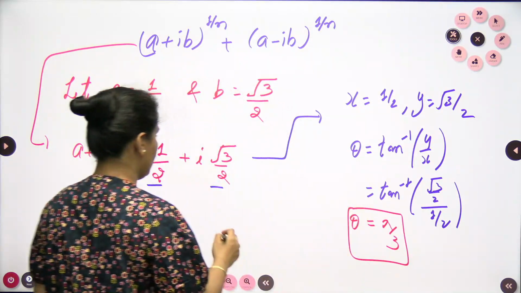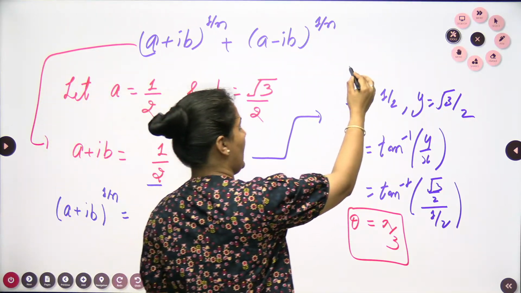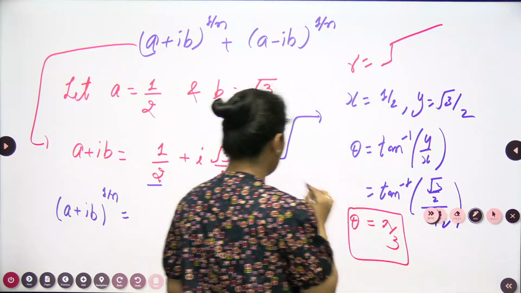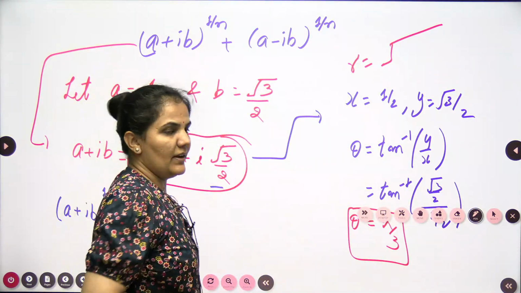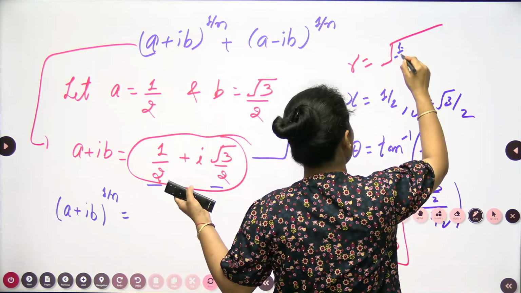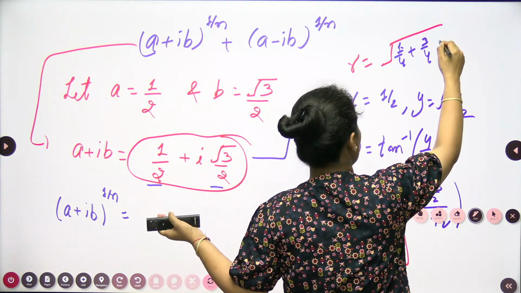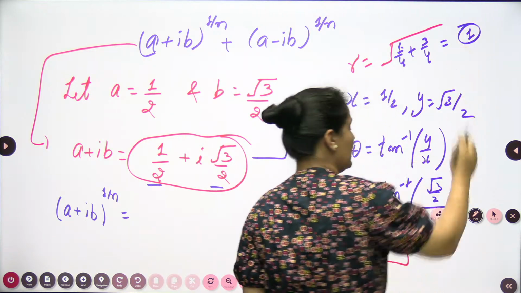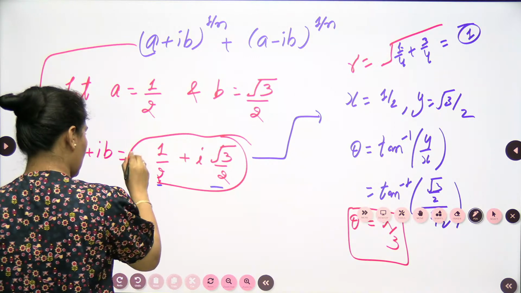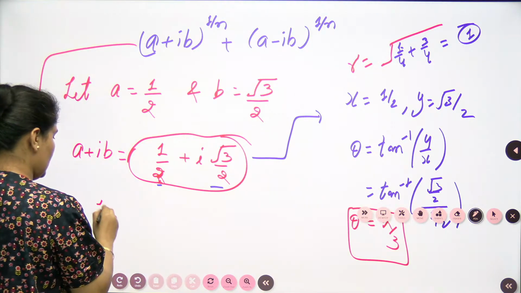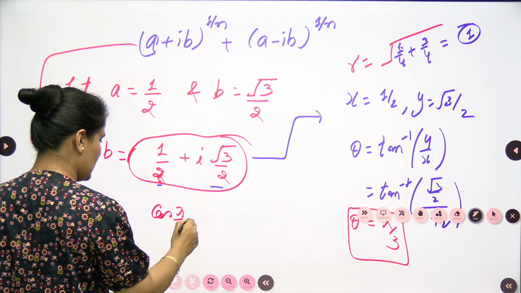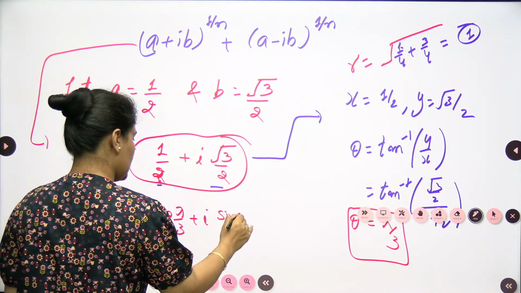All right, and from here I need to write down the value of r also, because I need to convert this Cartesian form into the polar form. I can see root of x square plus y square is 1 by 4 plus 3 by 4. So this is 4 by 4, 1 only. So the value of r is 1. So dear students, you can write your expression in this form: r is 1, so cos of pi by 3 plus iota sine pi by 3.